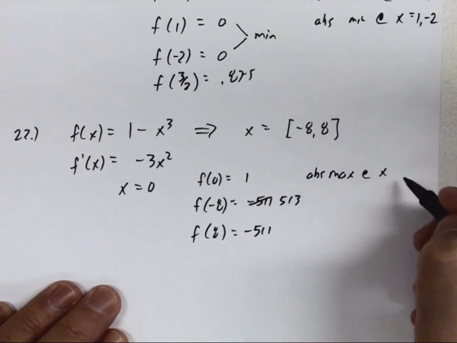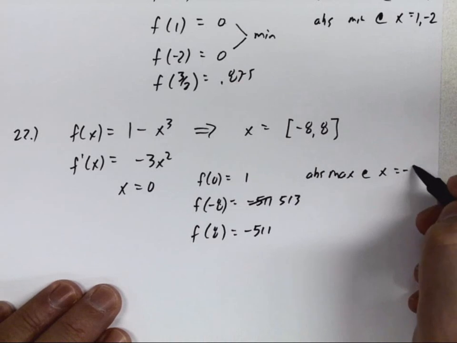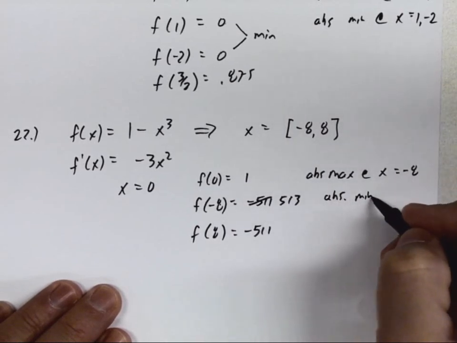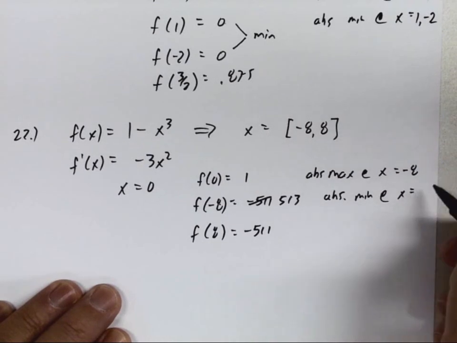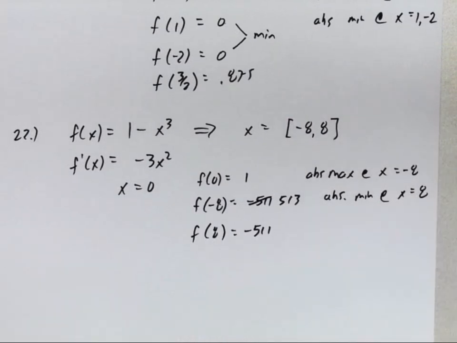Absolute max, what's the largest value? 513 occurs when x is -8. Absolute minimum, the smallest value is -511, and that occurs when x is 8. There you go.